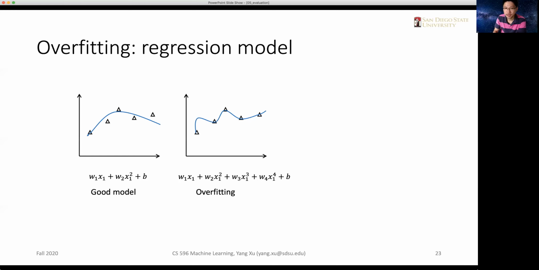Because if we've got a new data point here, then the model will not fit, the model will not go through the new data point here.